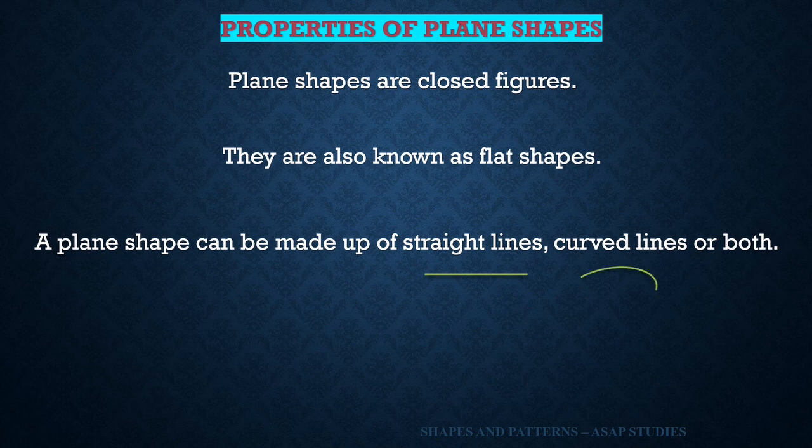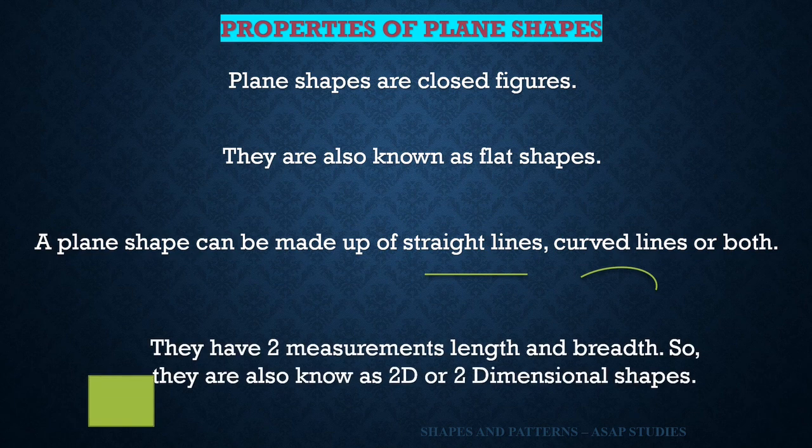So when we are doing a plane shape, we can use a straight line or a curved line to draw them. They have two measurements, length and breadth. So they are also known as 2D or two-dimensional shapes. So now let us quickly look at few plane shapes.